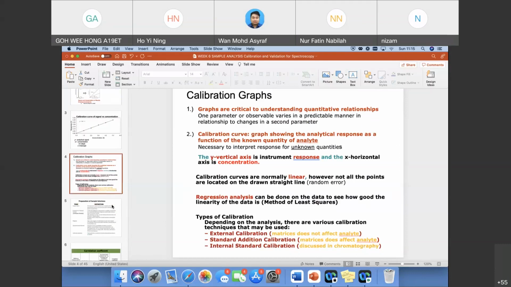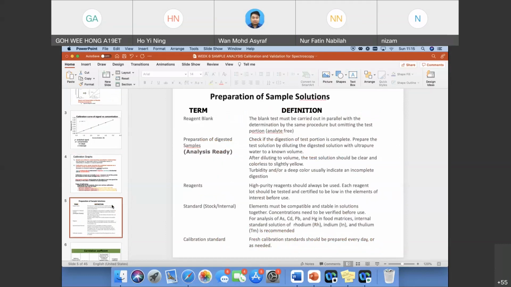All right. Now there are some terms here that you need to know in terms of the definition. Basically, what is the reagent blank? Who wants to explain what is the reagent blank? Anyone? Anyone want to explain what is the reagent blank? What do you understand about reagent blank? Arif Fahmi.